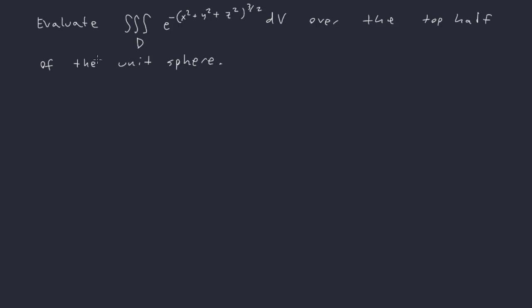All right, let's take a look at another example here. Let's evaluate the triple integral over d of e to the negative x squared plus y squared plus z squared to the 3/2 over the top half of the unit sphere. So when we're talking top half of the unit sphere, what we're really talking about here is sort of this part here. Okay, so no negative z's. Okay, so where z is greater than or equal to 0, but we're over all the other octants. All right, so how do we get the top half of the unit sphere?